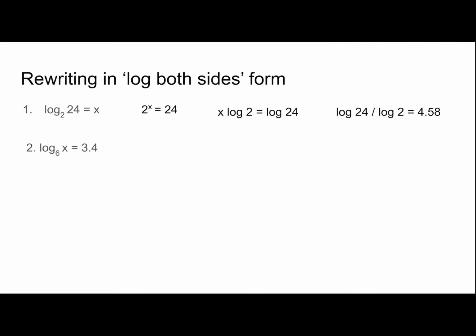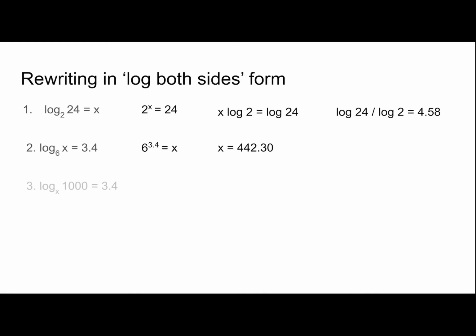Question 2, log base 6 of x equals 3.4. So basically in these questions, I want to show you when you should log on both sides and when you shouldn't. As you can see in this question, there is no need to log on both sides because you can simply type in 6 to the power of 3.4 on your calculator to find your x value. So your x value should come out to be 442.3. So in case number 2, there is no need to log on both sides.